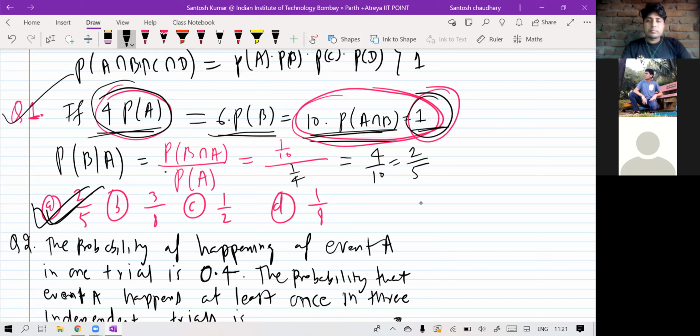Sir, I used probability of A intersection B is equal to PB by 6, PB by 10. Why? PB gets cancelled. But PB will not cancel. Actually, you have to cancel PA because in the denominator there is PA. So you can write 4 PA by 10. You equate the first term and the third term. Because PB will not cancel, the denominator is PA.